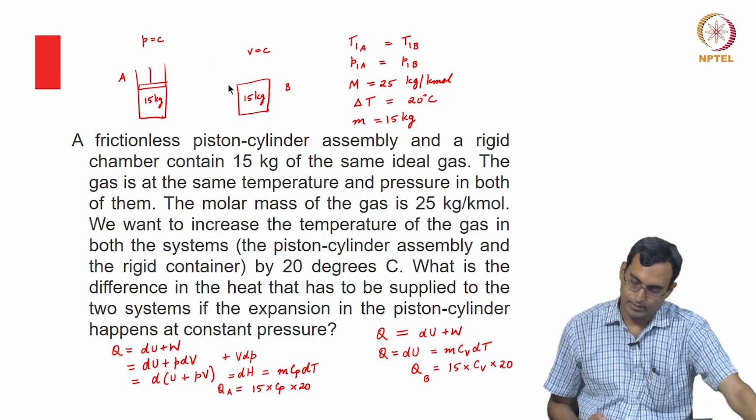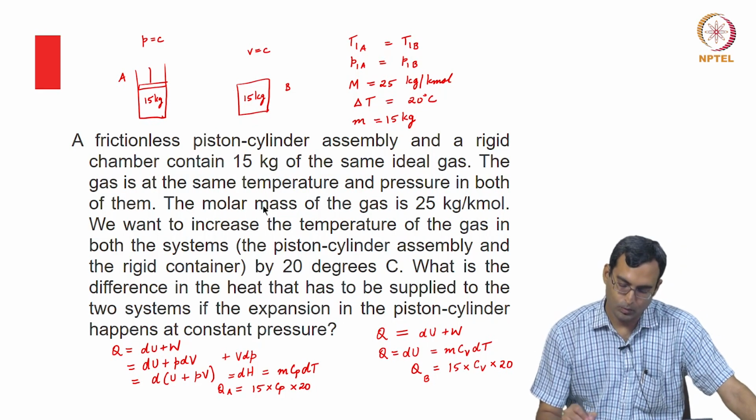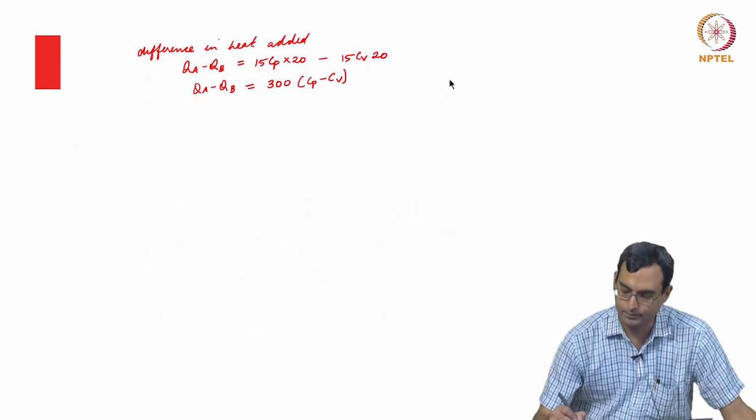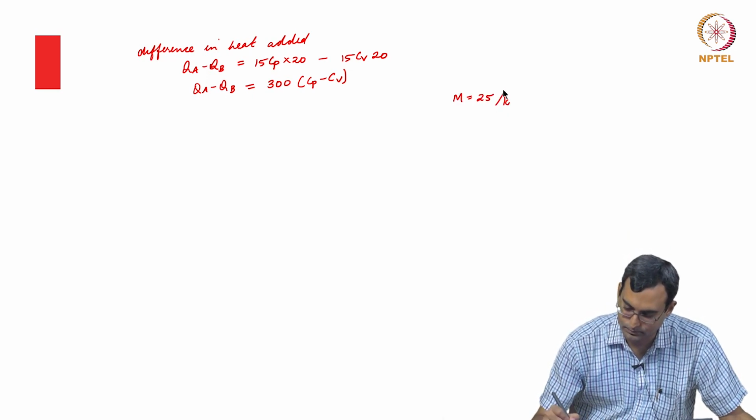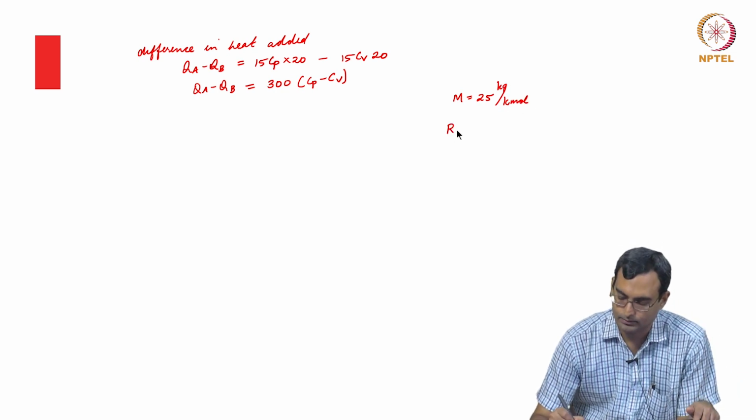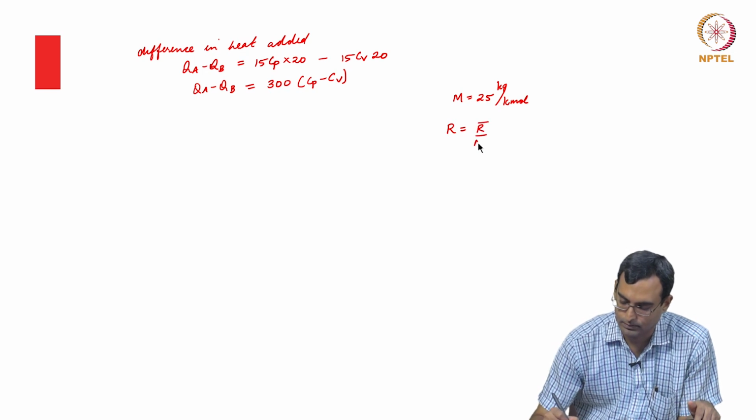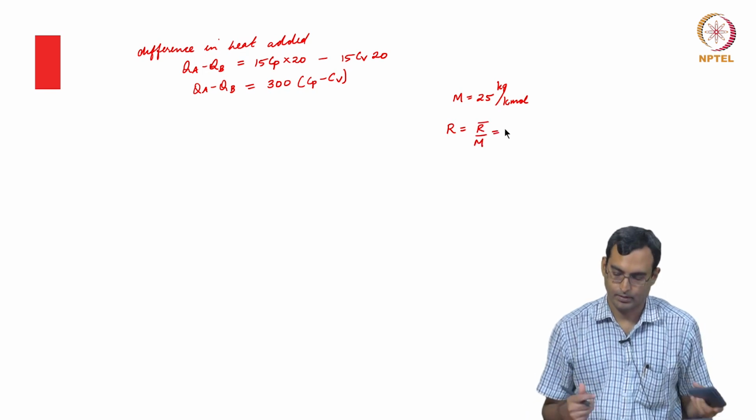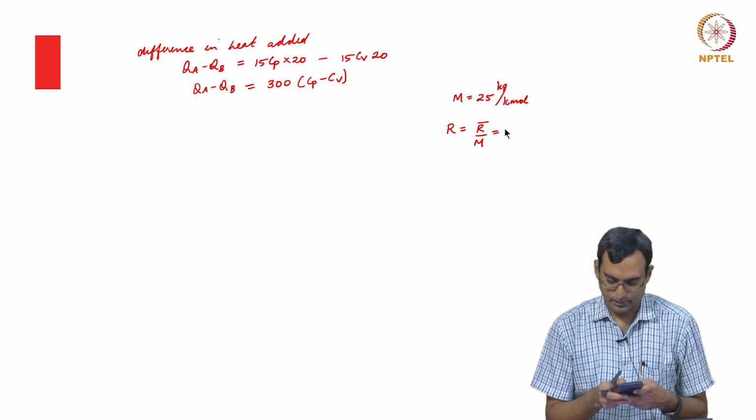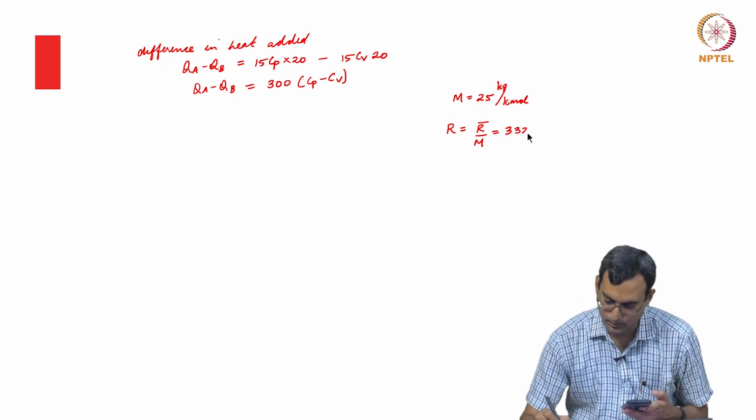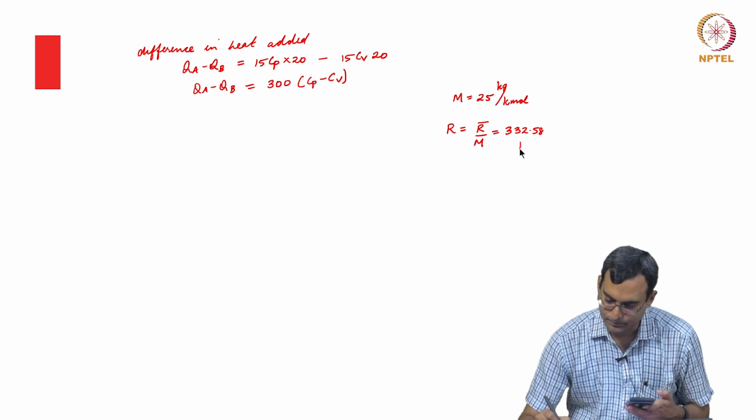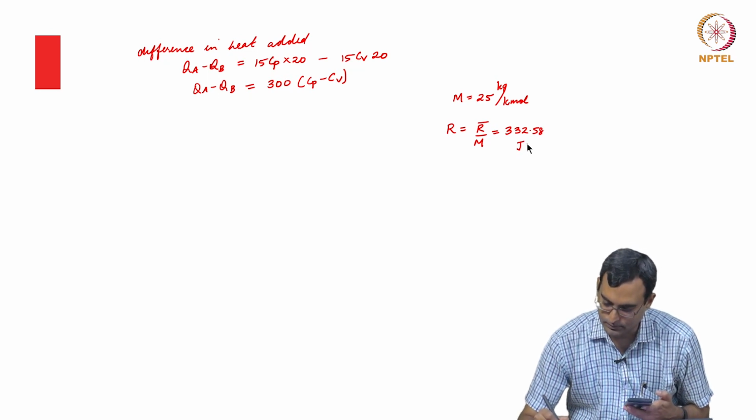But what we are given is the molar mass. Molecular weight is given as 25 kg per kilomole. So, we can find out R. That is 8314.5 divided by 25, which is 332.58 joule per kg Kelvin.